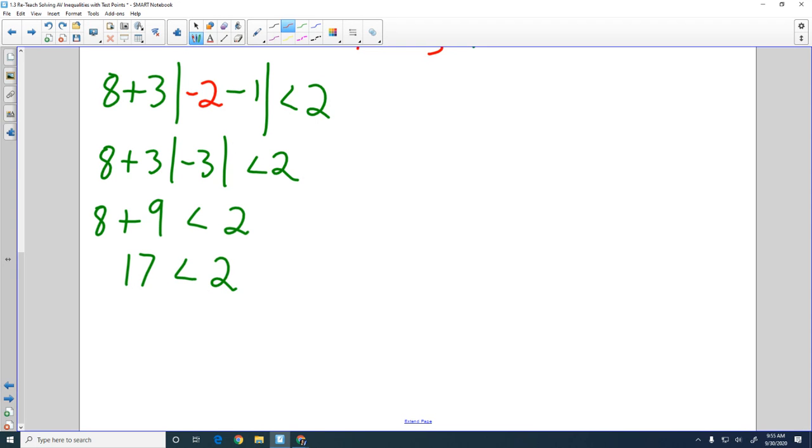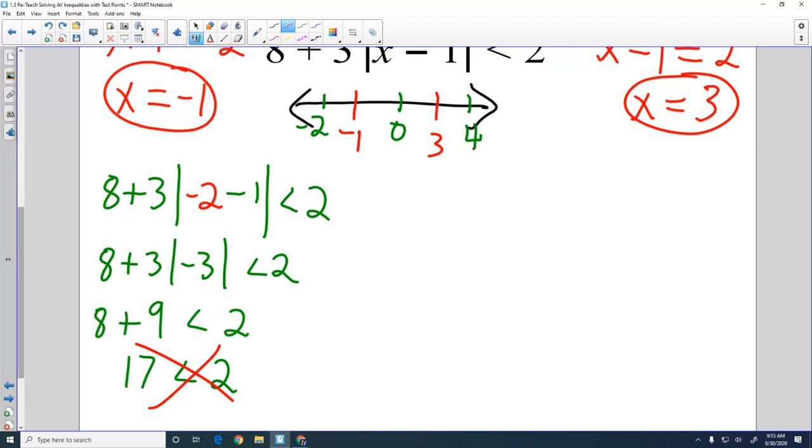And so we've got 17 is less than 2. Well, that is just not true at all. So this doesn't work. Okay? In the middle, we're going to test it with the 0.